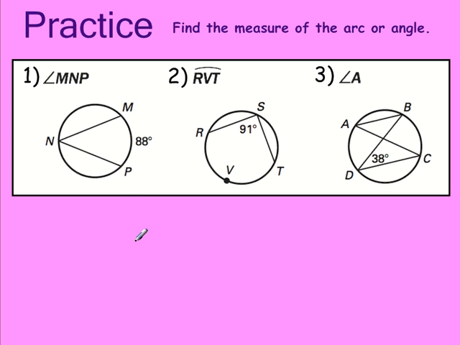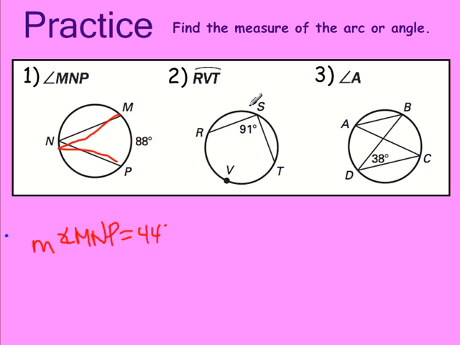So let's practice this a little bit. Here we're given either angle measures or arc measures, and we need to determine whatever angle or arc measure is being asked for. So here we're asked to find the measure of angle MNP. And MNP is an inscribed angle because its vertex is on the circle. Based on the first theorem, this intercepted arc is going to be twice as big as this inscribed angle, meaning that if this arc is 88 degrees, the measure of angle MNP is going to have to be 44 degrees.